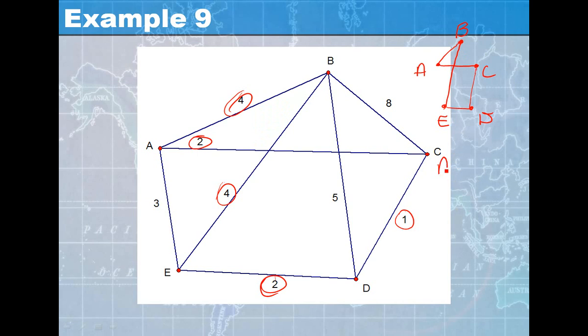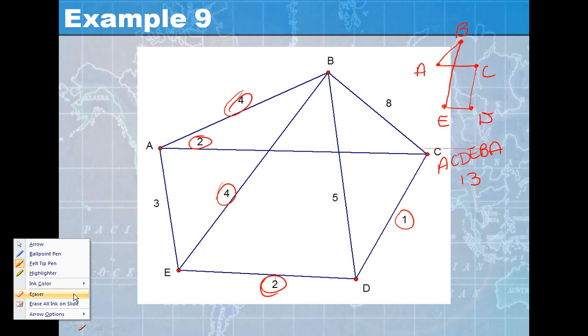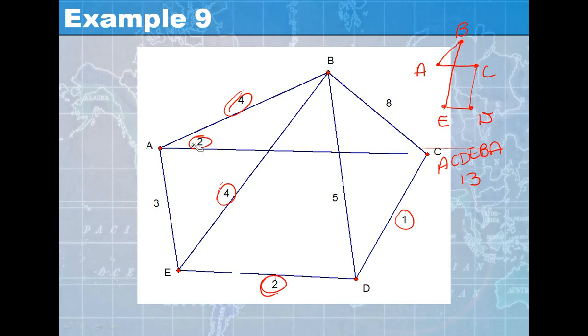So that circuit is A, C, D, E, B, A. Then you find the total just by adding those together. 4 and 4 and 2 is 10, so the total there is 13, which is the same thing we got when we were using the brute force method. But let's reconsider this and start with B and see what happens. So if we start with vertex B instead of A, let's find out what happens.